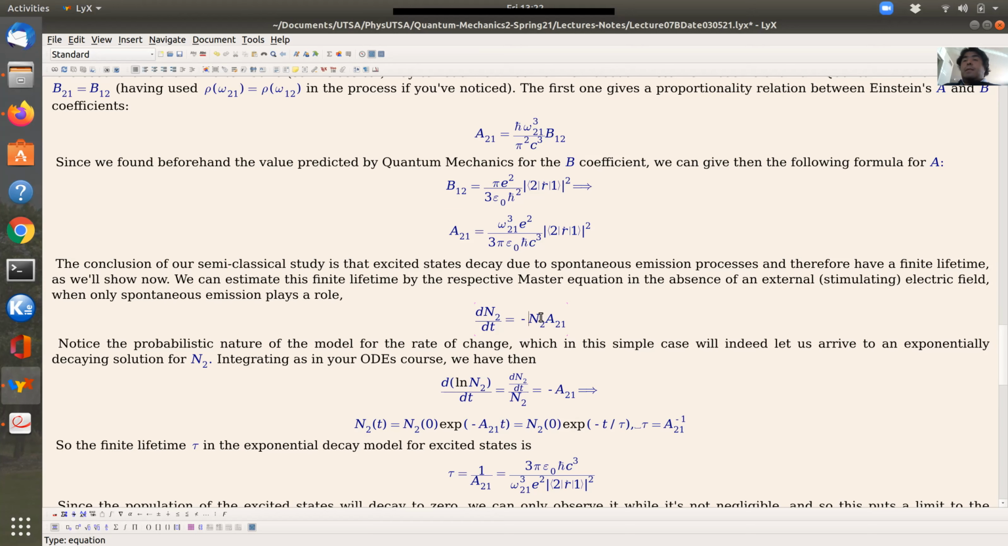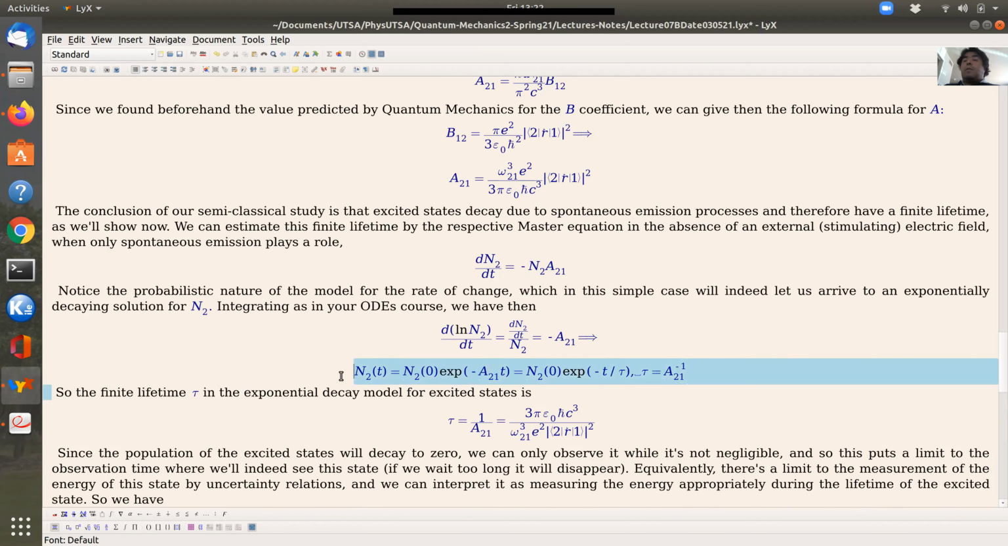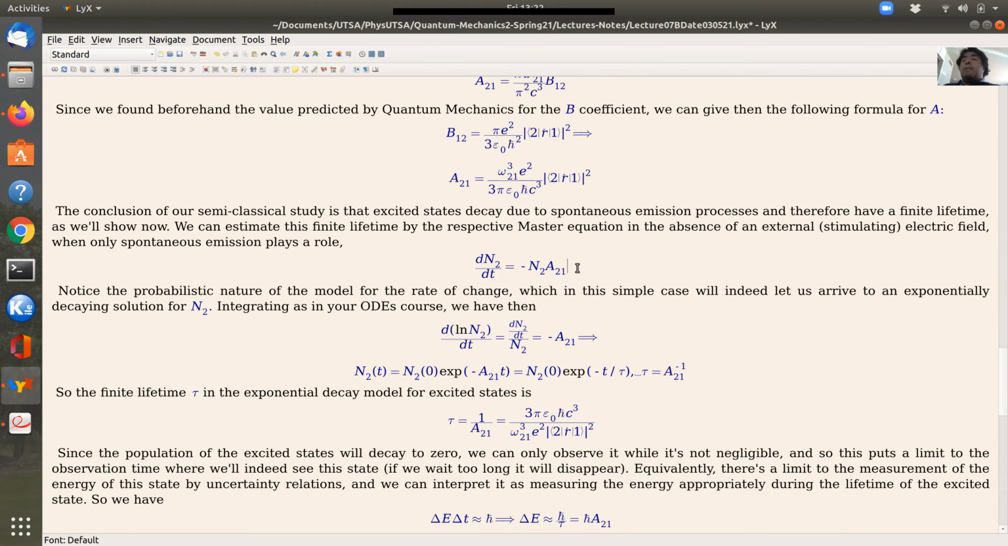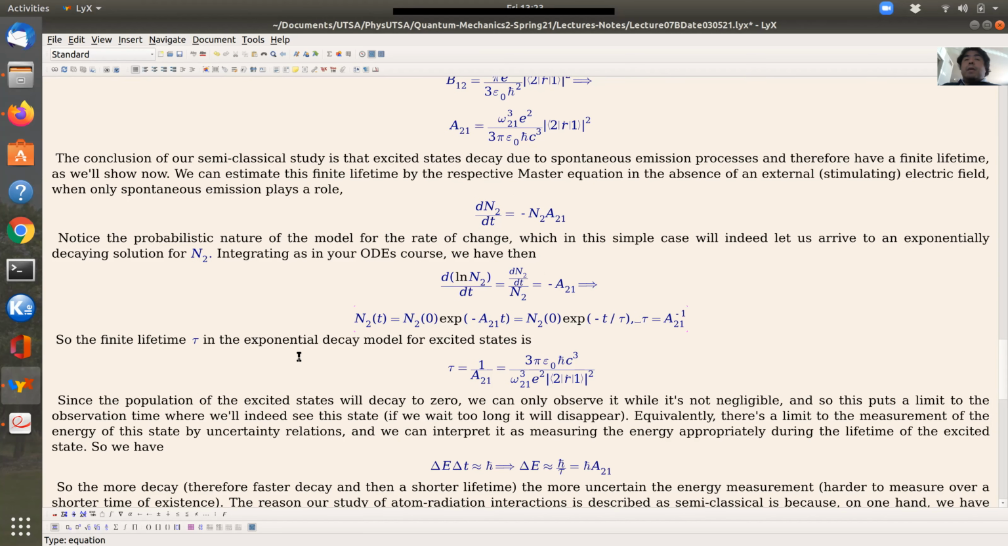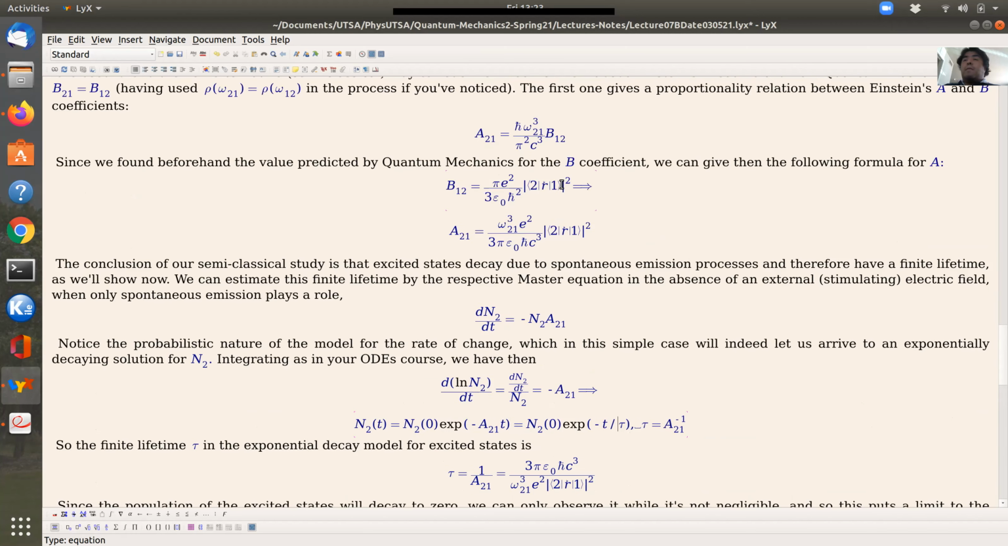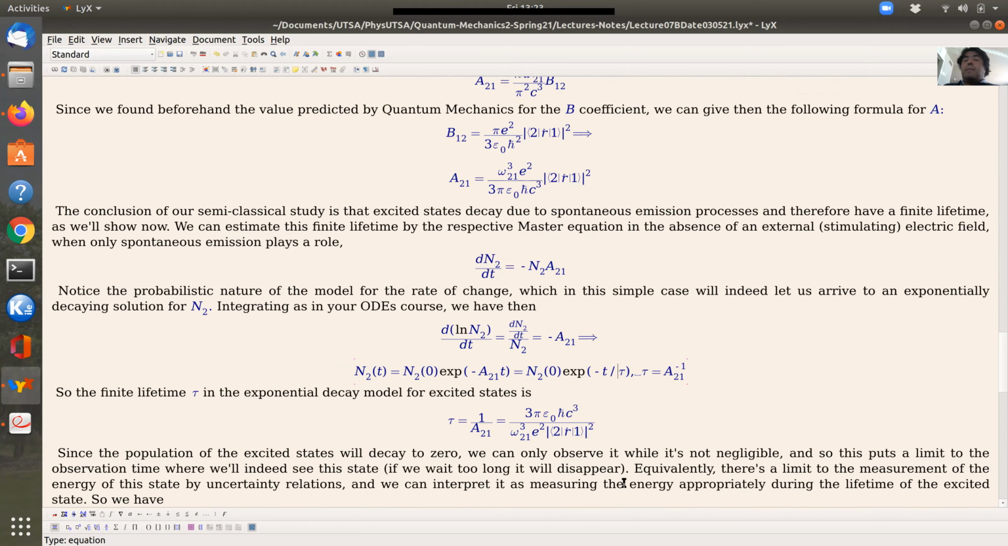So if you were to integrate, basically pass this to the other side, dividing, then you have the derivative of natural log, then you integrate and you have the exponential decay model that you would assume. So this is telling you how the excited state decays in an exponential fashion with a finite lifetime. Again, at the end of the day, this model is probabilistic because it's saying that the rate of change is proportional to the number of elements that you have in your higher state 2 population. And if you define tau as the inverse of A21, you can see that you'll have that lifetime tau. So again, lifetime is a concept related to exponential terms. The final lifetime in the exponential decay model for excited states is the inverse of this, which we had obtained before. And so we have the formula now by just taking inverse.